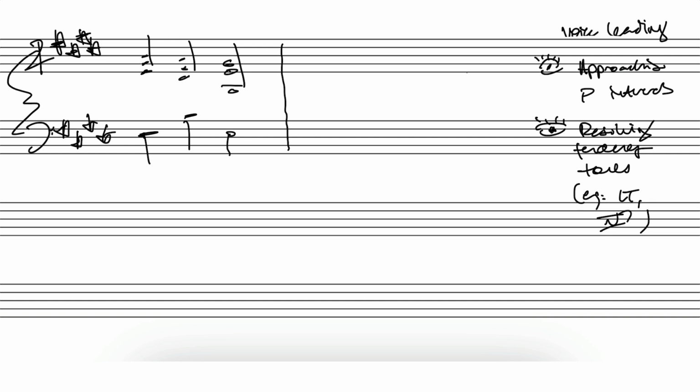Now, we can move from a perfect fifth to a diminished fifth, since this doesn't entail approaching a perfect interval in parallel motion. But on the other hand, we can't do this vice versa. We can't approach a perfect interval in parallel motion.